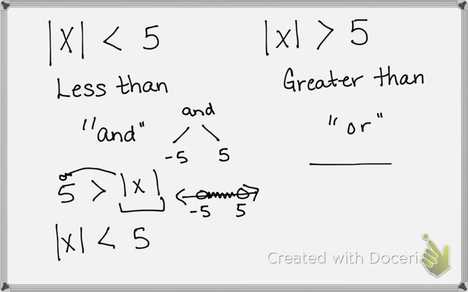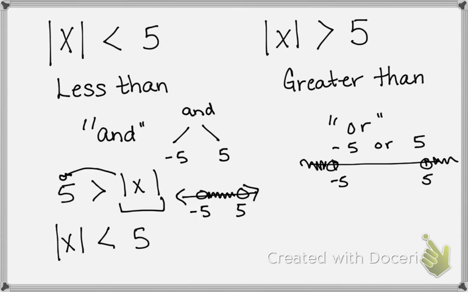Whereas with greater, we're thinking about negative 5 and 5, open circles. This is where we're going on the outsides of those. Those are those or statements. So it's negative 5 or 5. We'll get into more detail about that.